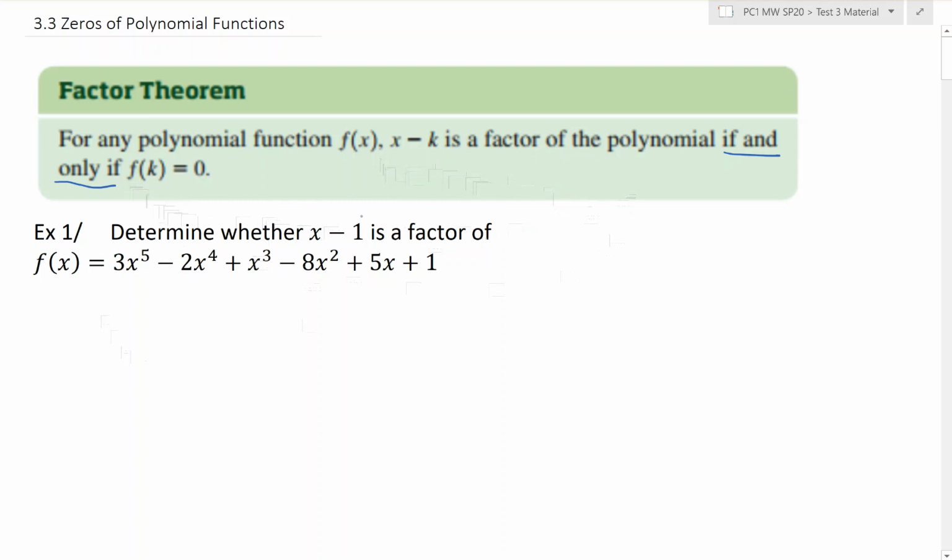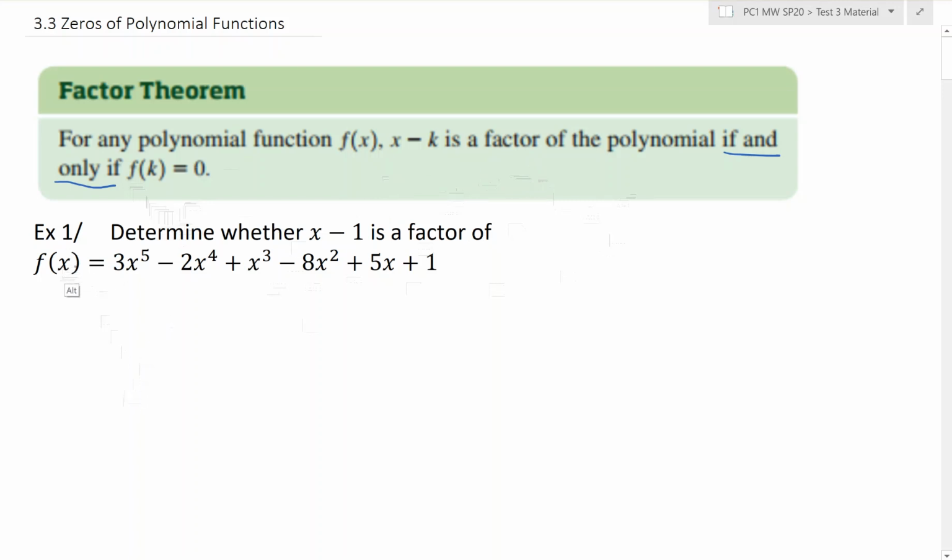So we can use this to be able to factor polynomials of higher degree. If we put in a k and the remainder is 0, that means that k is a 0 of the polynomial, and that means that x minus k is a factor of that polynomial. It divides that polynomial evenly.